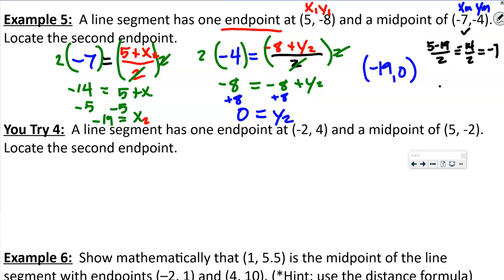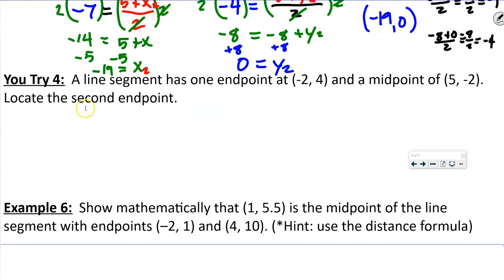So we're going to take our -8 plus 0 divided by 2. That's going to be -8 divided by 2. That's -4. That also checks out, okay? So I like these types of problems because we can check the answers, okay? So all right, let's go ahead and see if you guys can do this.